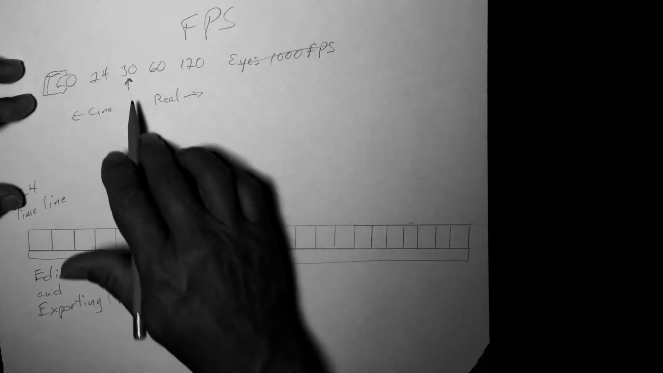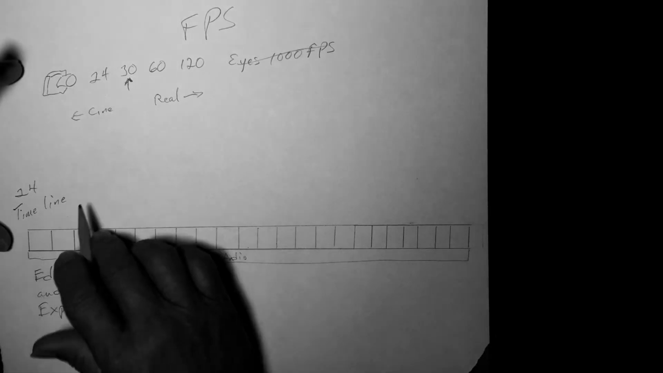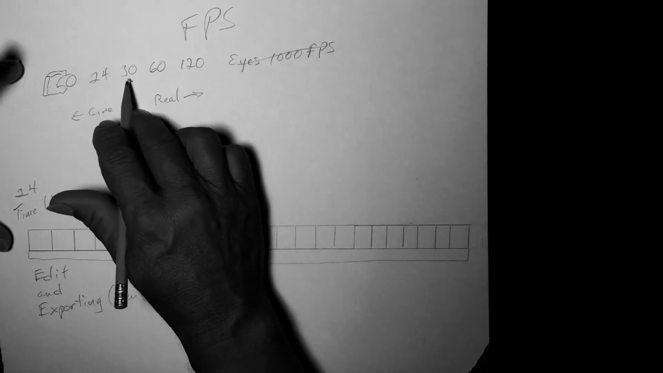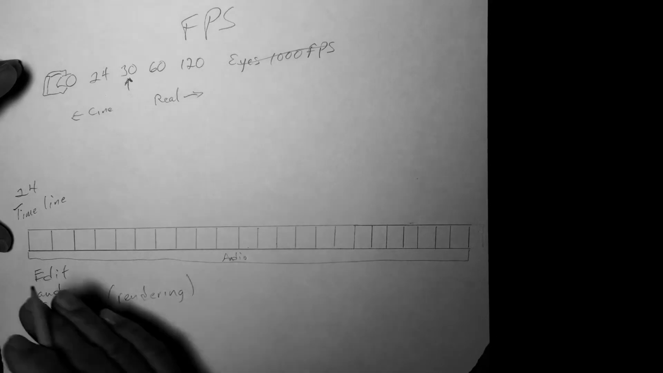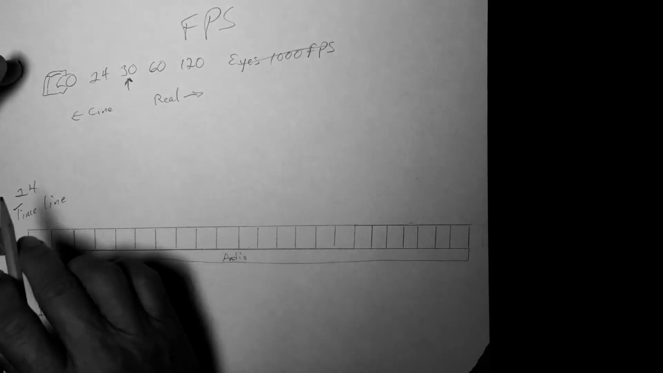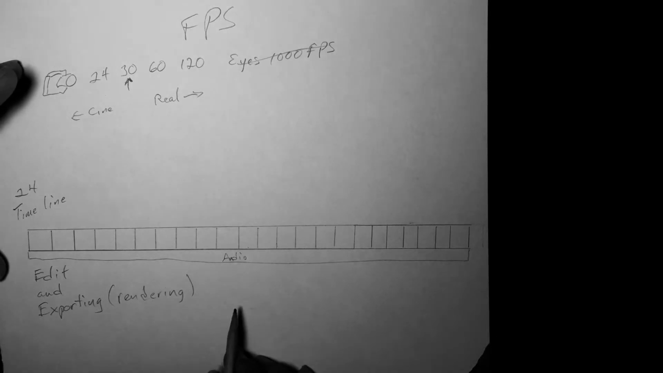If you have 30 in the timeline, you film at 30. If you have 60, then you do 60. So everything is going to be the same. Recording, editing, and exporting are going to be the same.